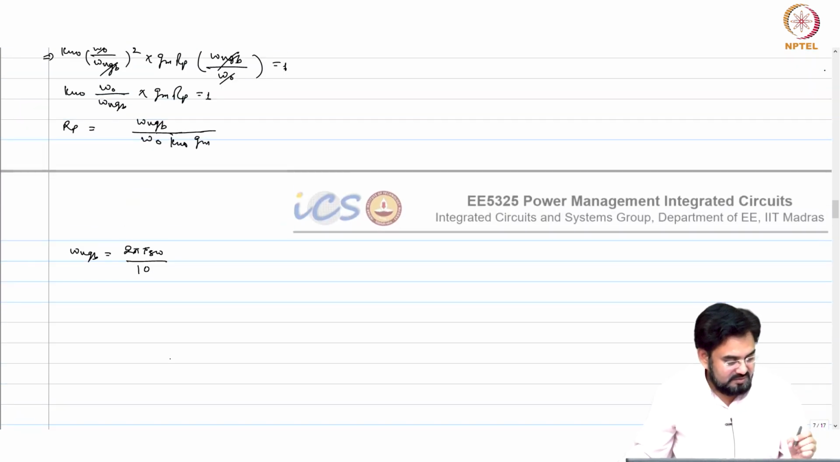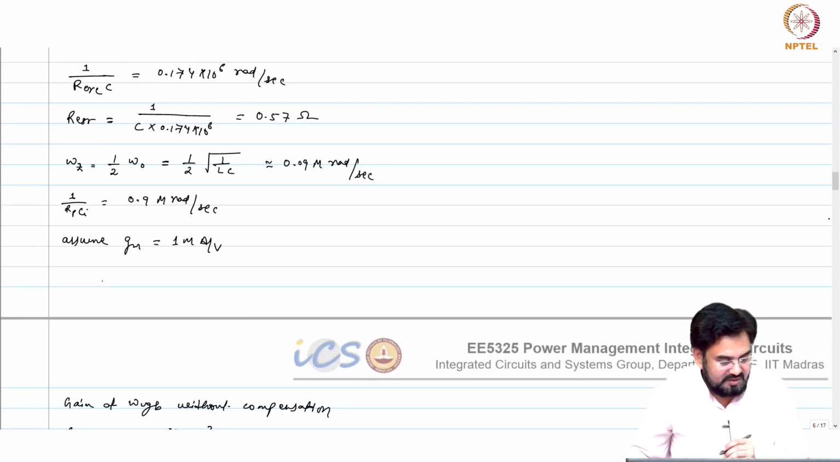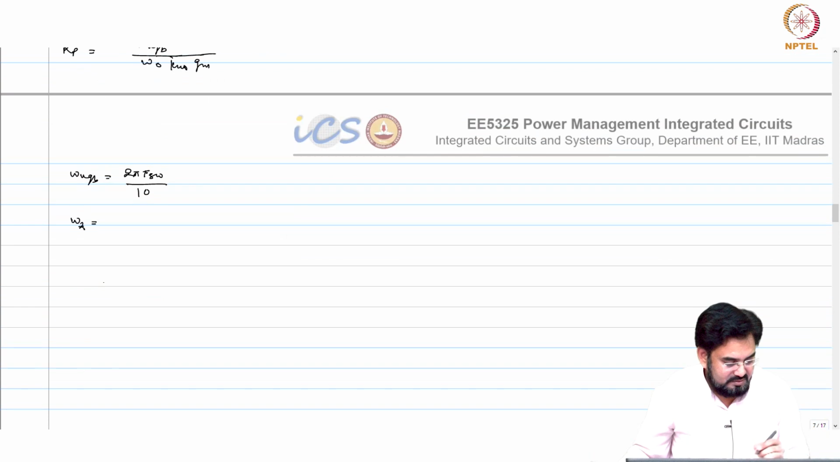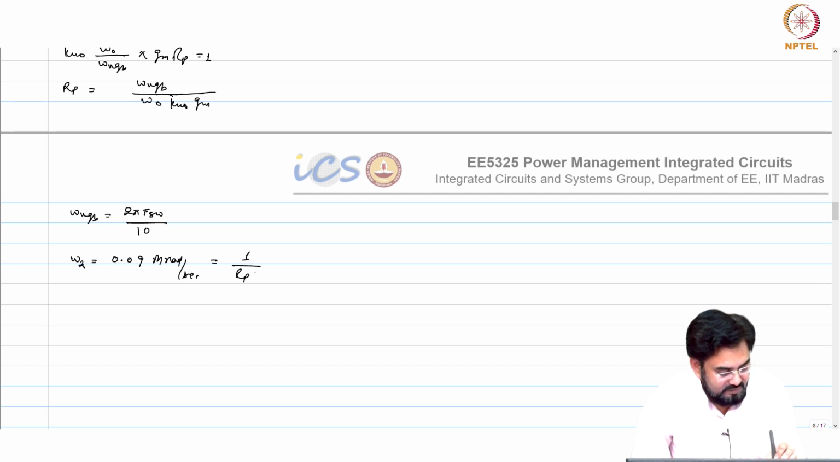So once this is known, and omega z we are substituting at half of, and that we have already calculated, that 0.09 equal to 1 over RPCI, and Ci is nothing but 1 over RP. Okay.